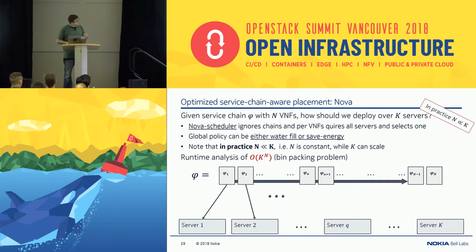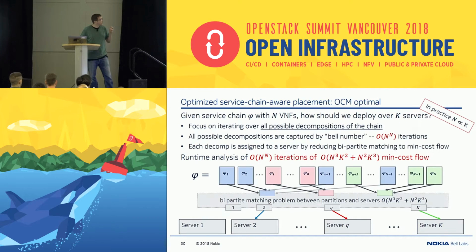Again, I'll remind you that n is very small. So why not utilize this fact by searching the combinations of how the service chain could be broken into the servers? Let's focus on iterating over all possible decompositions of the chain. Colors here represent designated servers that are going to be found to accommodate each sub-chain.